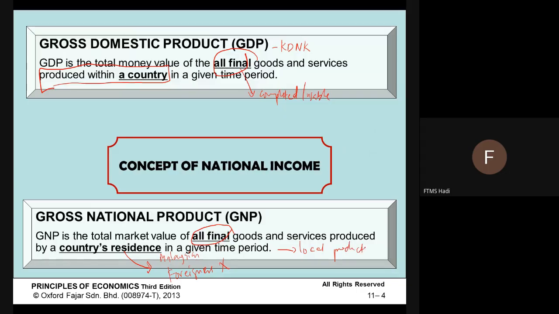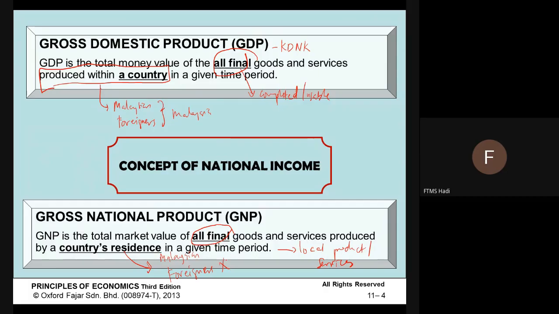Products and services. For this one, the difference between GDP and GNP: GDP is produced within a country, and it can be produced by Malaysians. Let's say we're talking about the Malaysian context. It can also be produced by foreigners, but it must be produced in Malaysia. That is GDP. But to filter down to GNP, it must be produced by local people, that means Malaysians only. Foreigners need to be filtered out. That is the case for GNP.